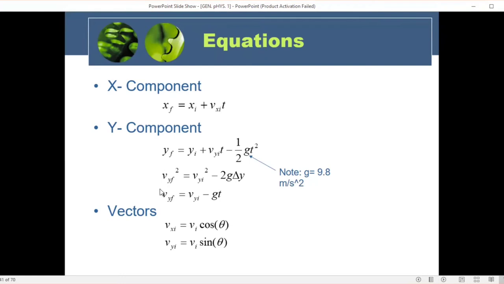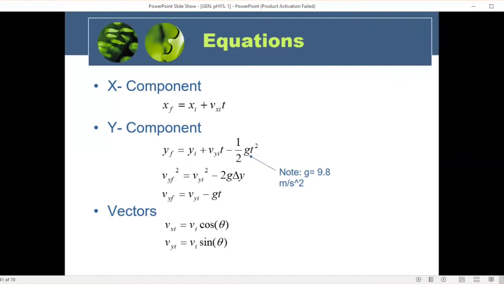And then, to get the velocity here, the final y component squared is equal to the initial component of y squared, minus 2 times acceleration due to gravity times the change in y. And therefore, your velocity, the final component of y, is equal to the initial velocity of y minus acceleration due to gravity times time.